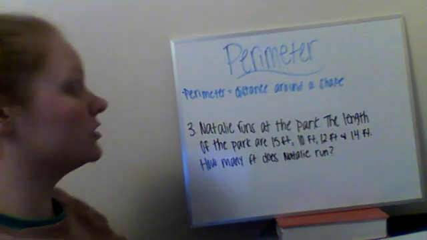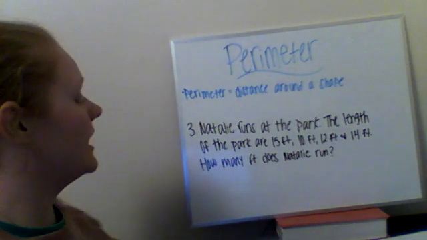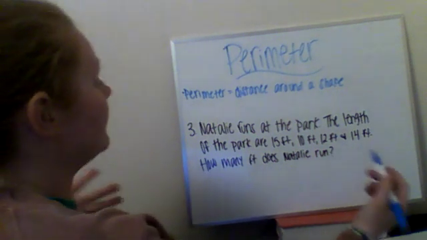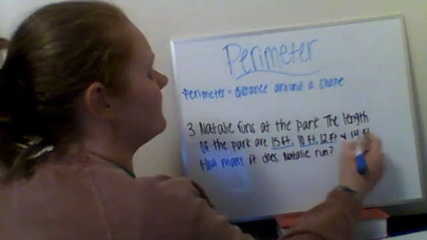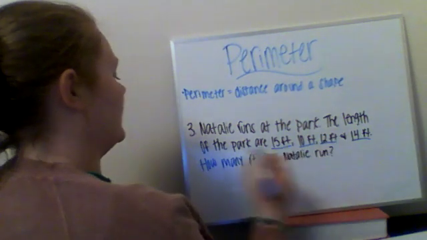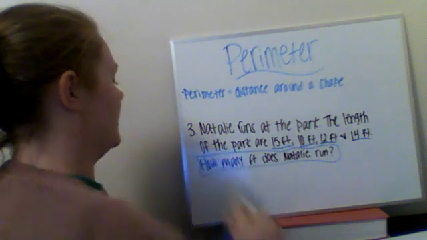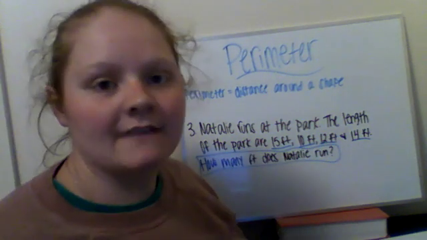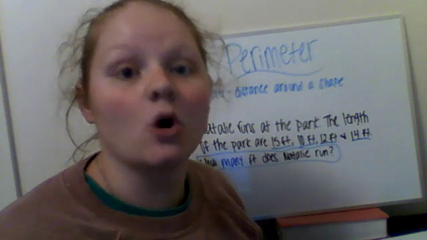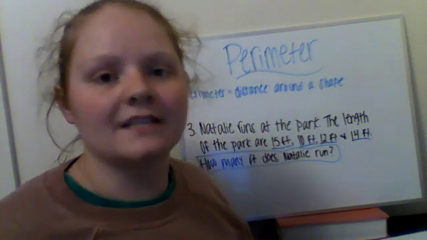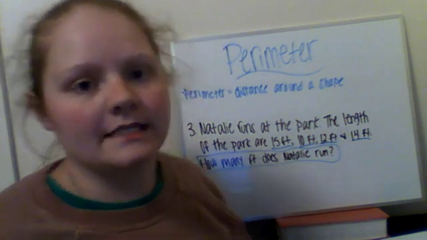Okay, so I'm going to underline the important parts of my word problem. I'm going to underline the different lengths of the park. So I'm going to underline 15 feet, 10 feet, 12 feet, and 14 feet. And I'm going to underline or box my whole question. Okay, so this problem is asking for perimeter in just a different way, okay? It's just asking how many in total. So how many feet total does Natalie run, okay? It's just stated a little differently, but it all means the same, okay?